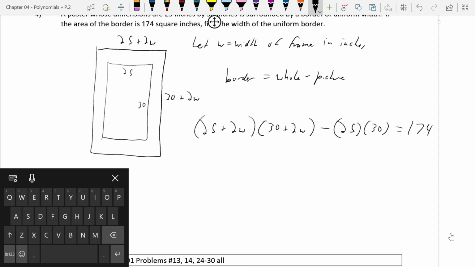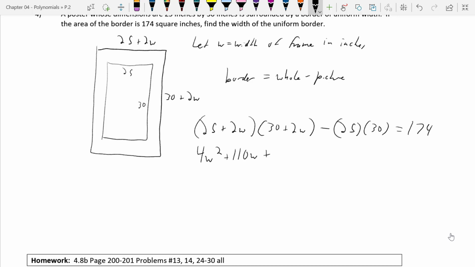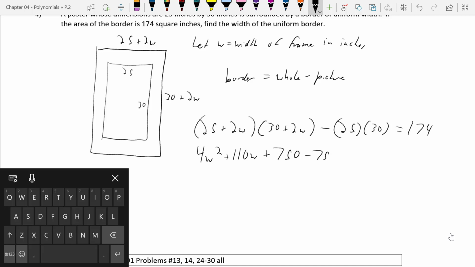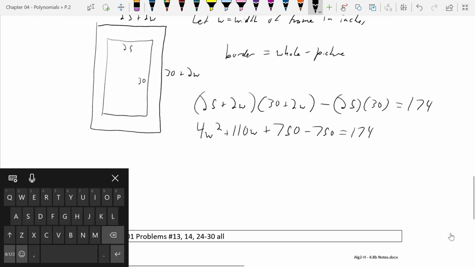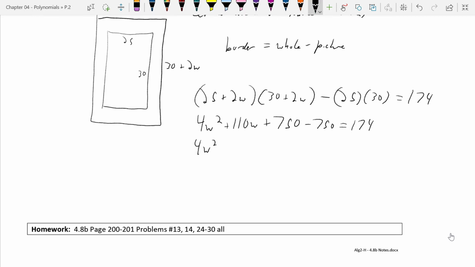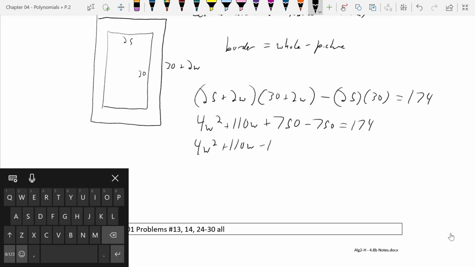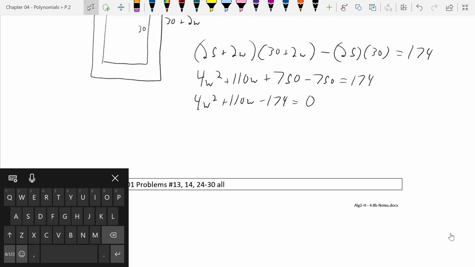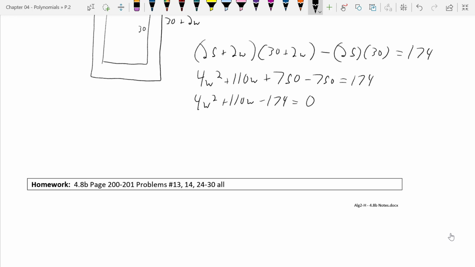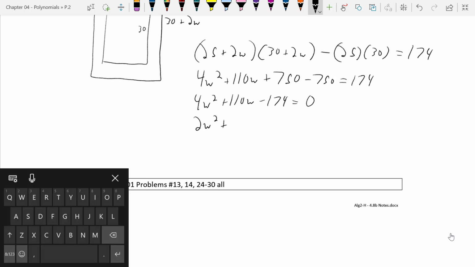So let's go ahead and multiply. 4w squared plus 50 plus 60, so plus 110w, plus 25 times 30 is 25 times 3, 750, minus 750 equals 174. So then I get 4w squared plus 110w minus 174 is equal to 0. Then we can cut everything by a 2. 2w squared plus 52w minus, this would be 87, is equal to 0.